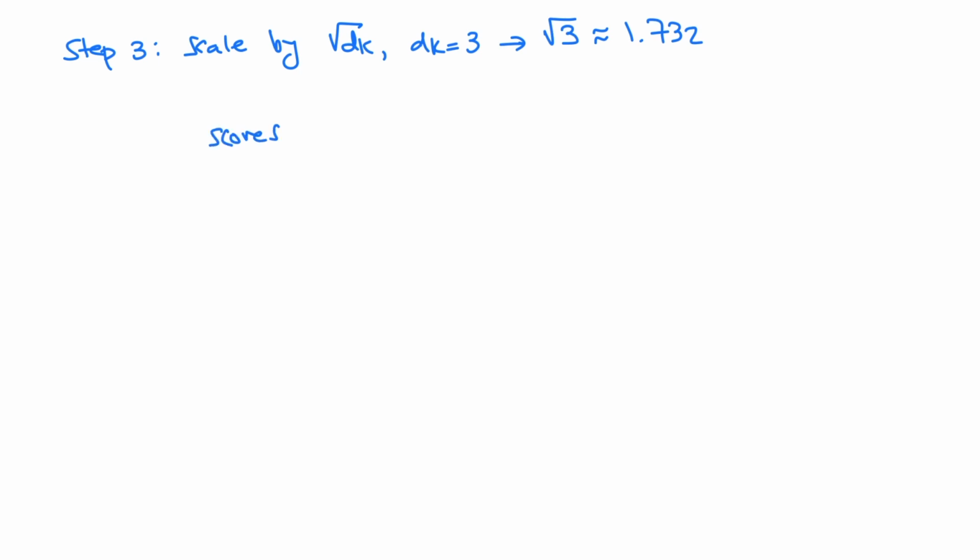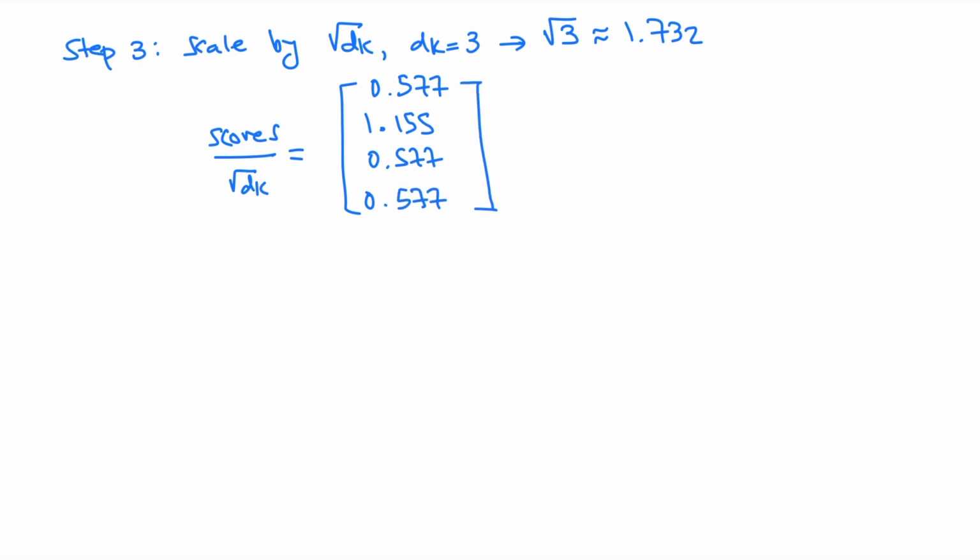And the square root of 3 is almost 1.732. In this case, I use 2 decimal points to make things manageable. And so we take that vector of scores that we just calculated in the previous slide, and divide that by the square root of dk. And this gives us these 4 values. And you can see that in this case, obviously, the second element is 2 times the other elements.